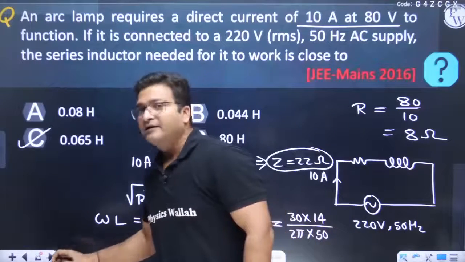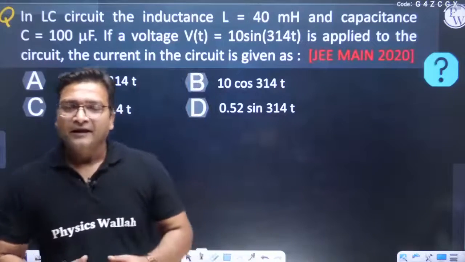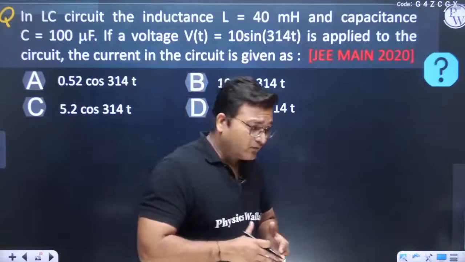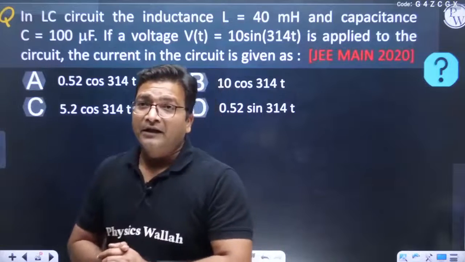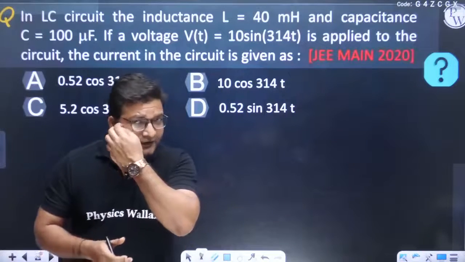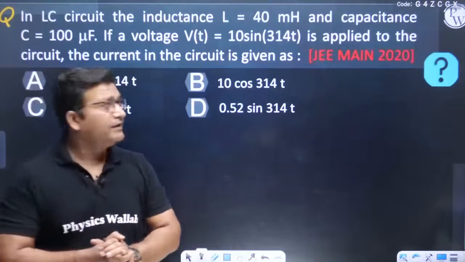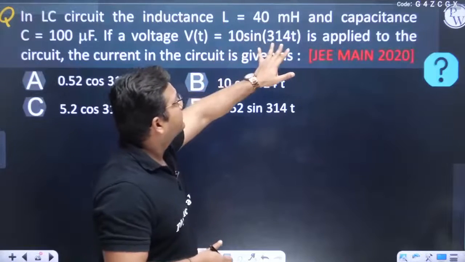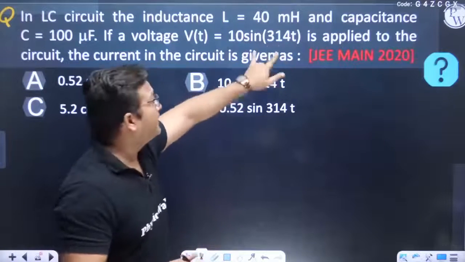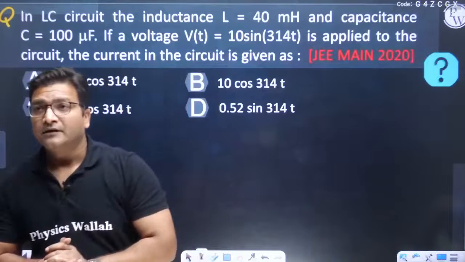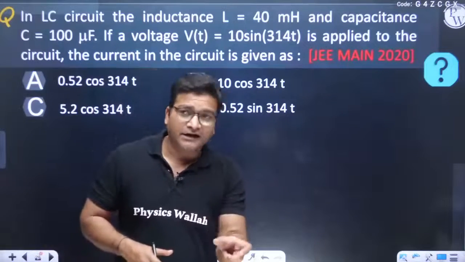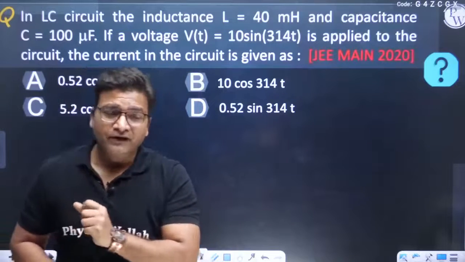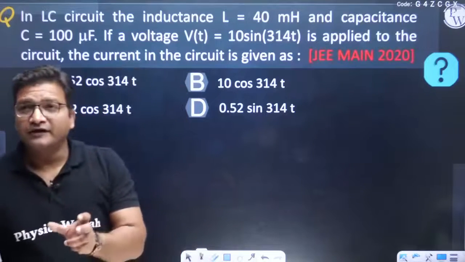Next question. Here we have an LC circuit, meaning we do not have resistance here, and inductance and capacitance are given to you. The voltage is 10 sine 314t, meaning omega is 314, and this voltage is applied to the circuit containing an inductor and a capacitor, and we are asked what is the current in the circuit.